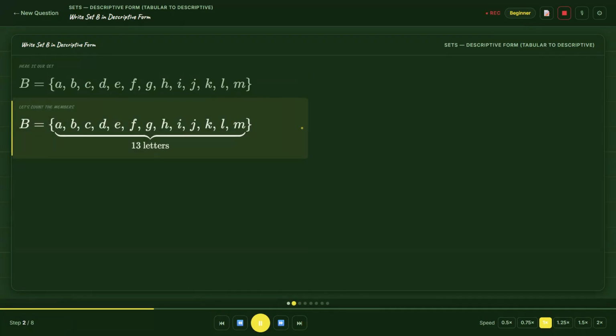Let's count how many letters are in this set. We have A, B, C, D, E, F, G, H, I, J, K, L, M. That's 13 letters.